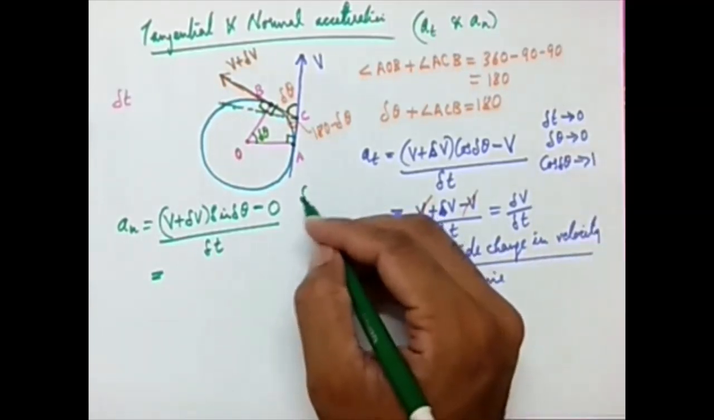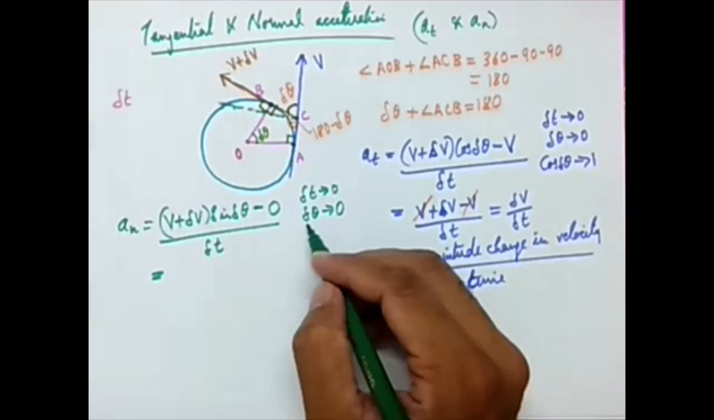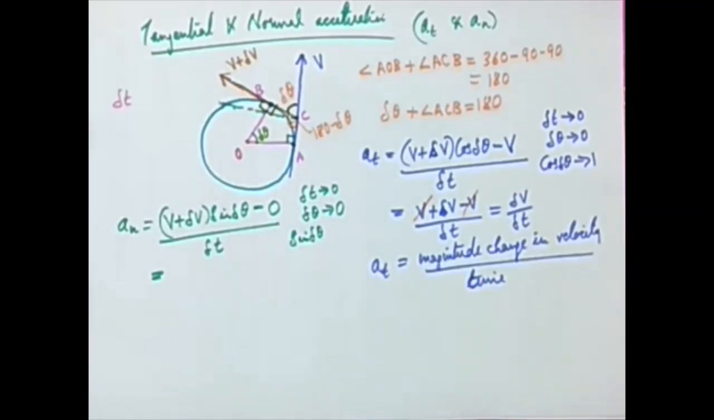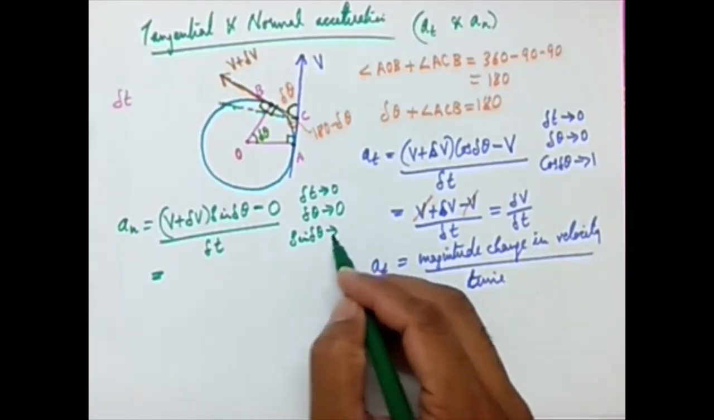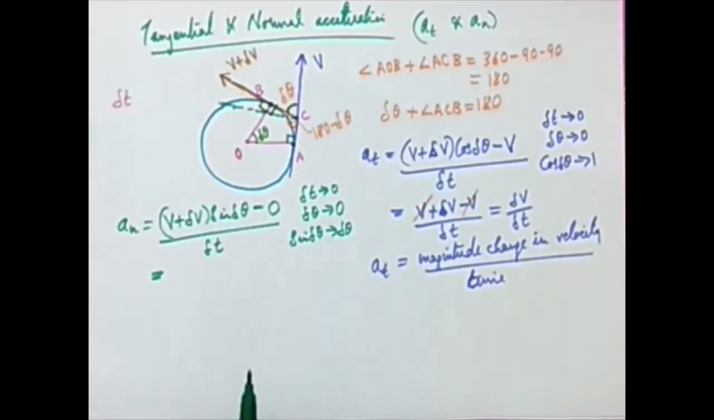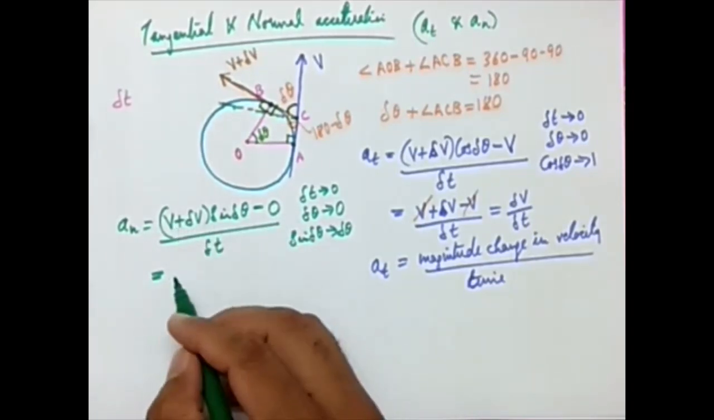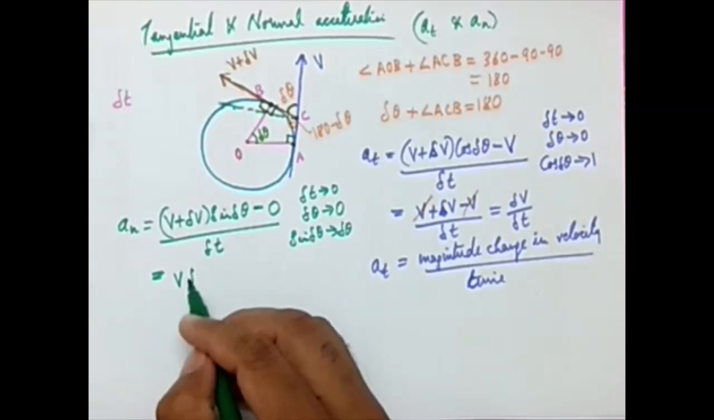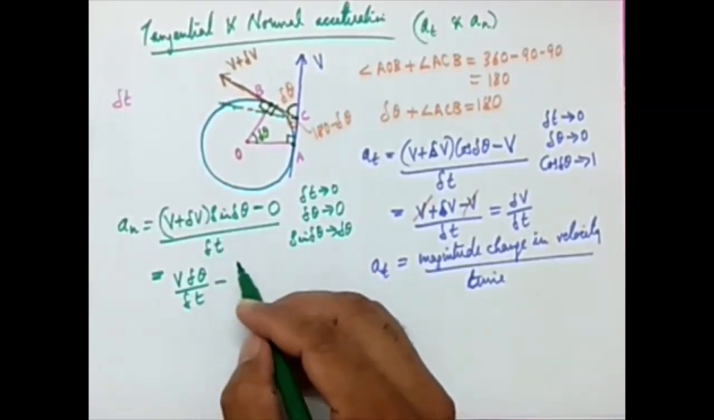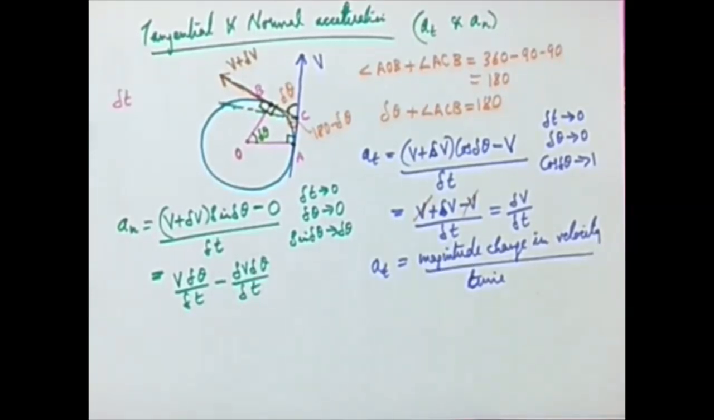So now what happens? I'm going to try this myself. When delta t tends to 0, delta theta tends to 0. So what happens to sine delta theta? When the angle is very small, sine theta tends to theta, that is sine delta theta is approximately equal to delta theta. So when I substitute it here, I'm going to get v delta theta by delta t minus delta v delta theta by delta t.